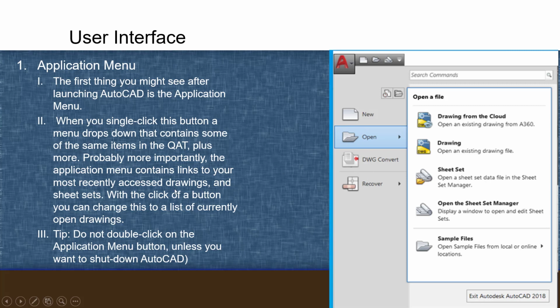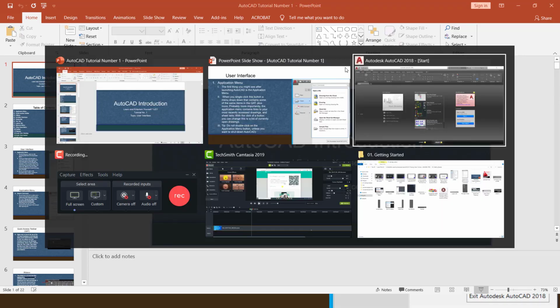But there is also a tip. If you double click on this A, it will close up and shut down. So do not double click on this A. With a single left click you can get this menu. Perfect. Here are also some sample files. You can also recover some files from some areas.